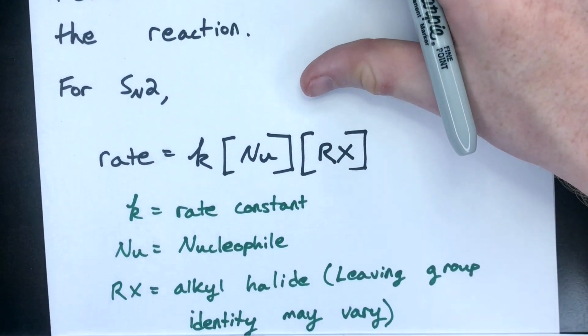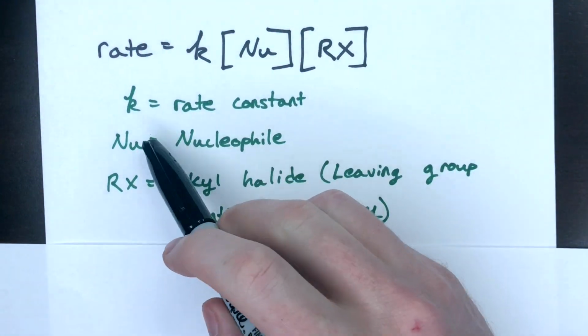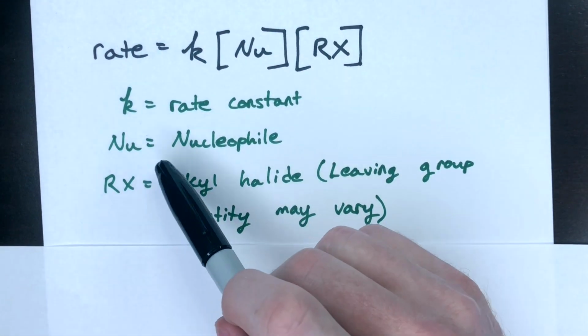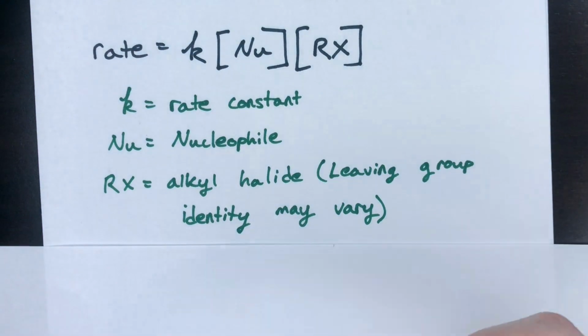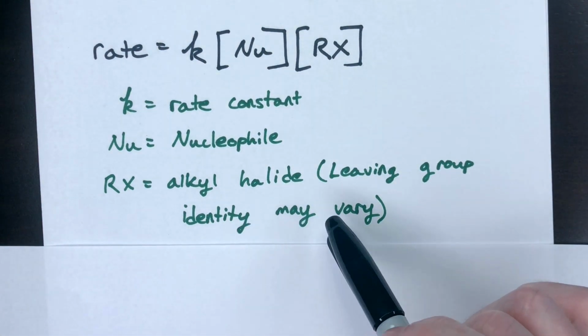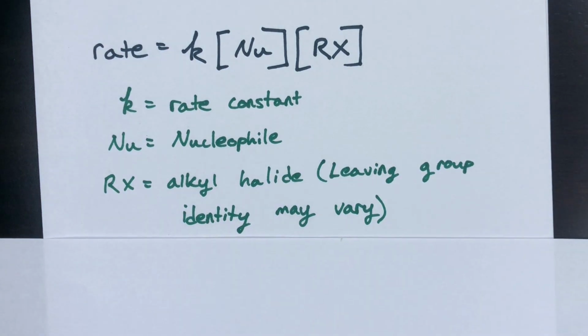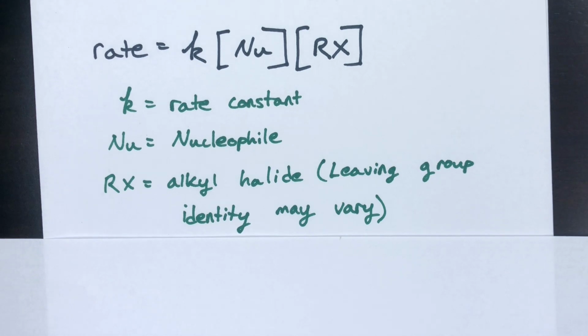So now, to be complete here, K is our rate constant, Nu is our nucleophile, some negatively charged atom, or just nucleophilic atom, and RX is an alkyl halide, or the leaving group's identity can vary. It doesn't necessarily have to be a halide, but as a beginning example, I will just use halides and keep it consistent in that sense.